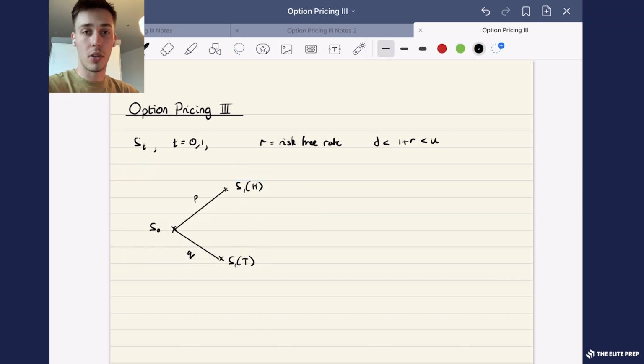We also introduced the concept of a market measure last time. So the market measure is just the probability measure which represents what's really occurring in the market. So this first bit is just the market measure.